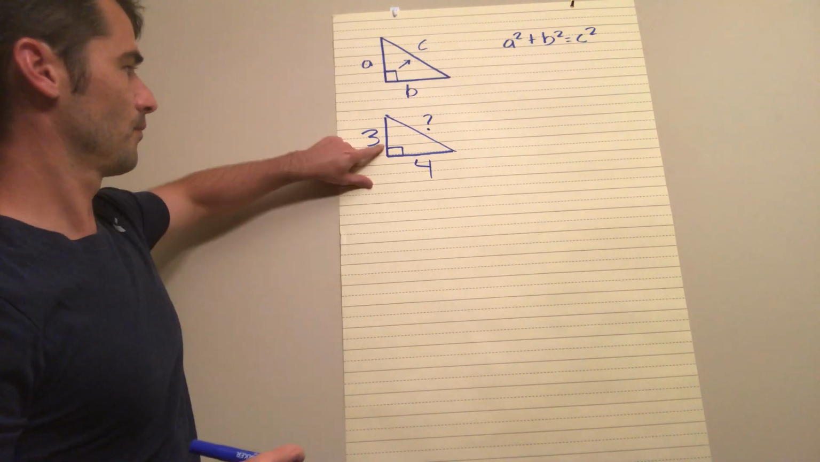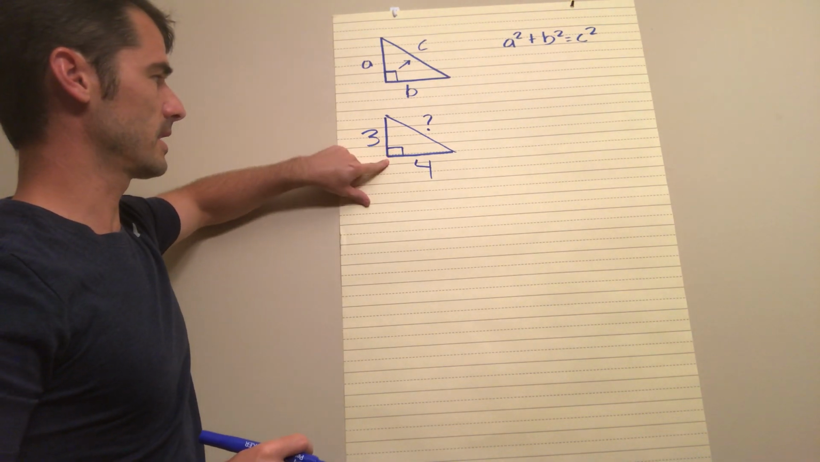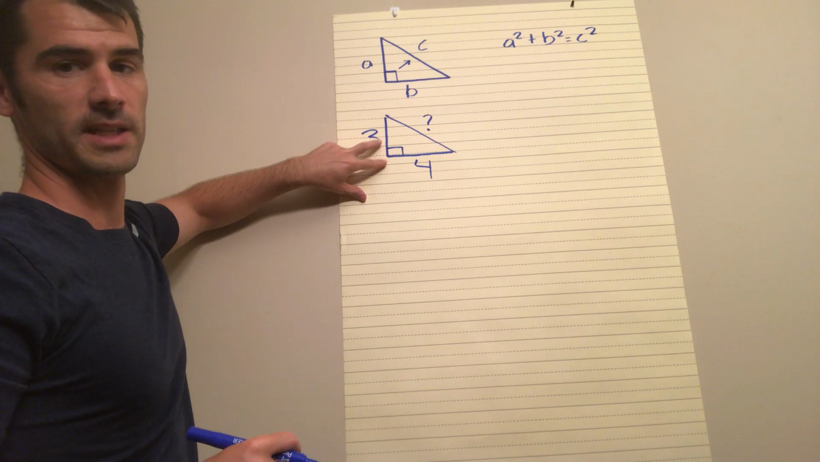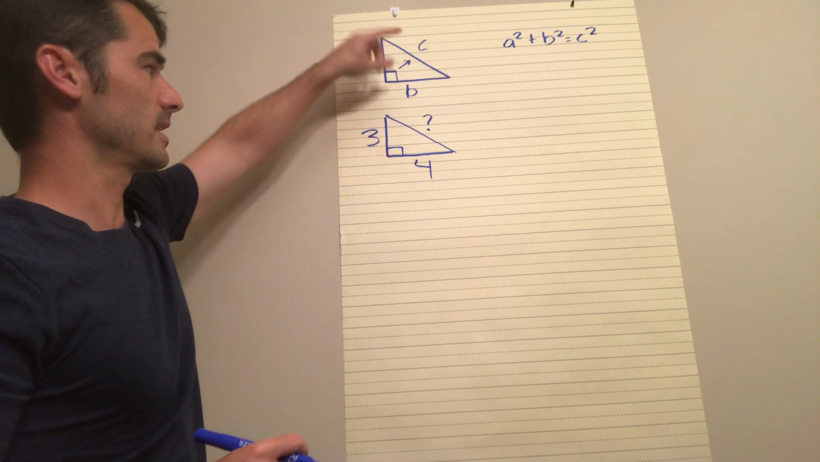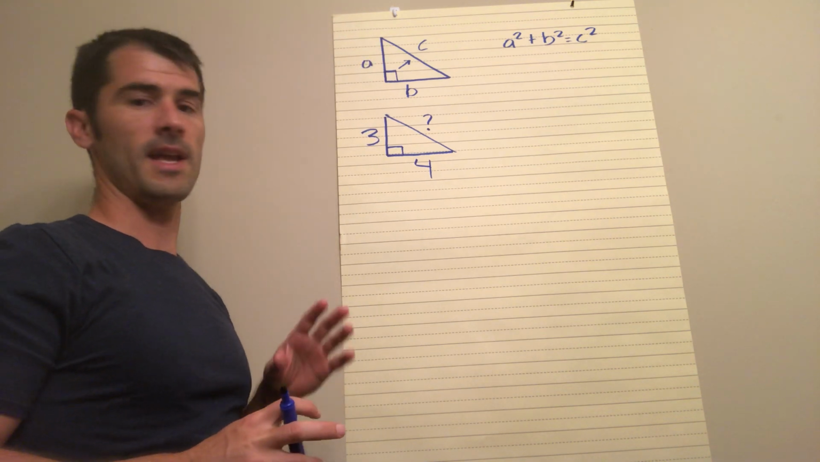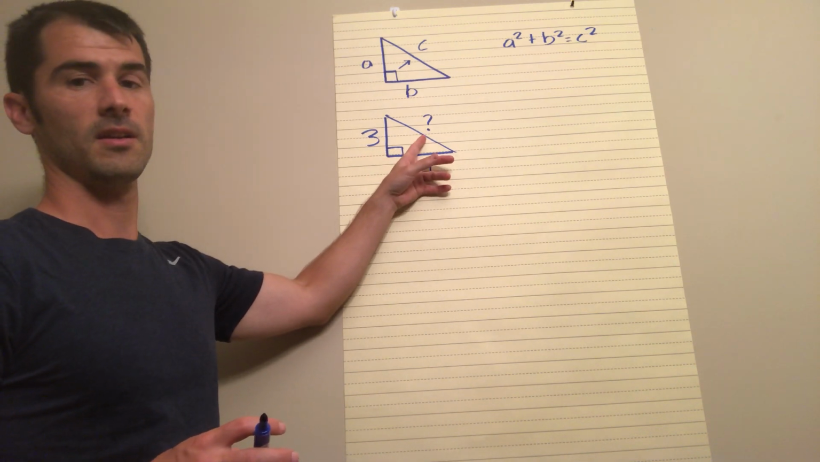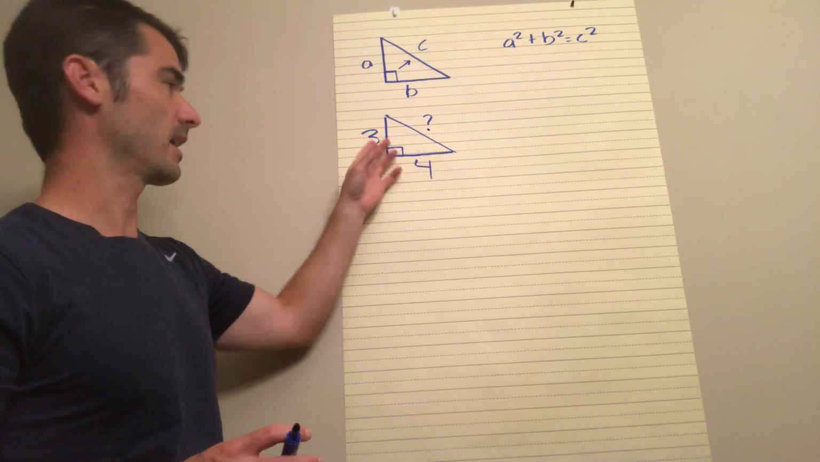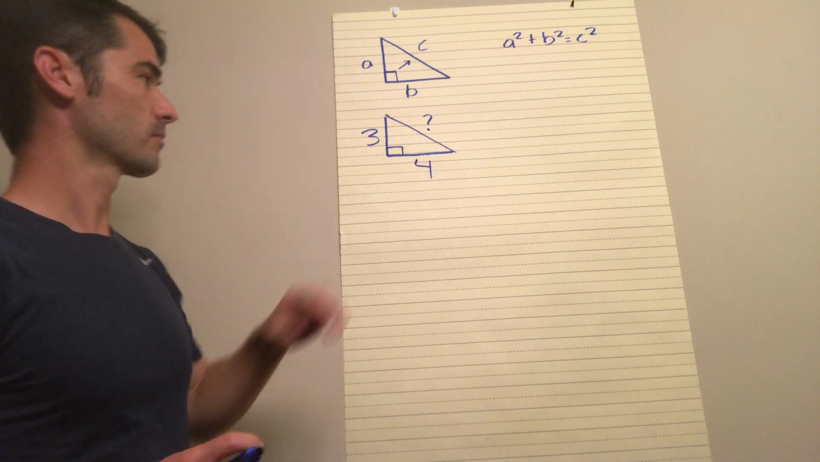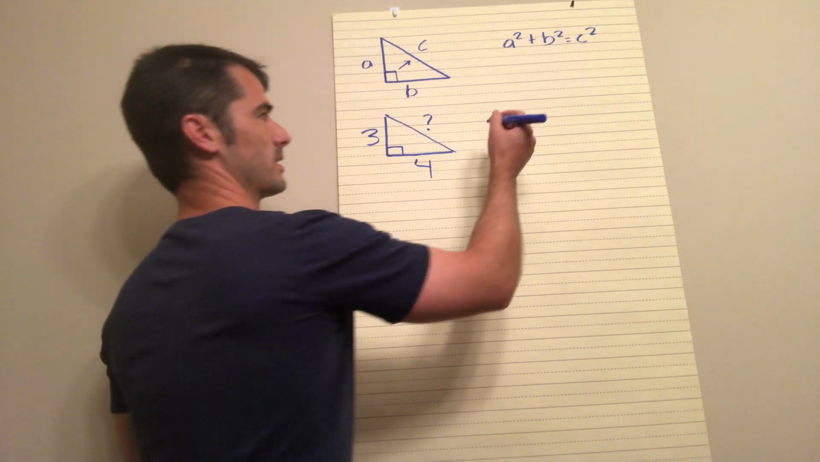Now, like I said, our two lines that touch the right angle, those are the two shorter sides, those are A and B. Okay, C is the longest side. So here's the other thing I know instantly. If this is 3 and this is 4, this has got to be greater than 4, because it's got to be our biggest side. Okay, so let's go ahead and work the math.